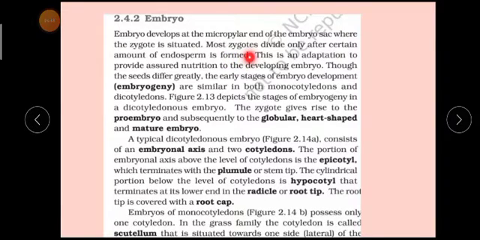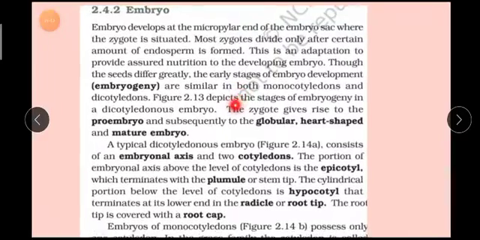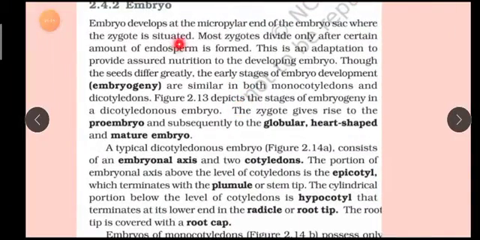After that only it is going to divide. The reason is that this endosperm is going to create a food reserve. If the zygote develops before the endosperm develops, this zygote will have to starve, without food. So this endosperm is going to provide food. This is an adaptation to provide assured nutrition to the developing embryo. If the embryo wants nutrition, first the endosperm will have to be developed. That's why in our last class we discussed endosperm before discussing embryo. Is it clear, students?